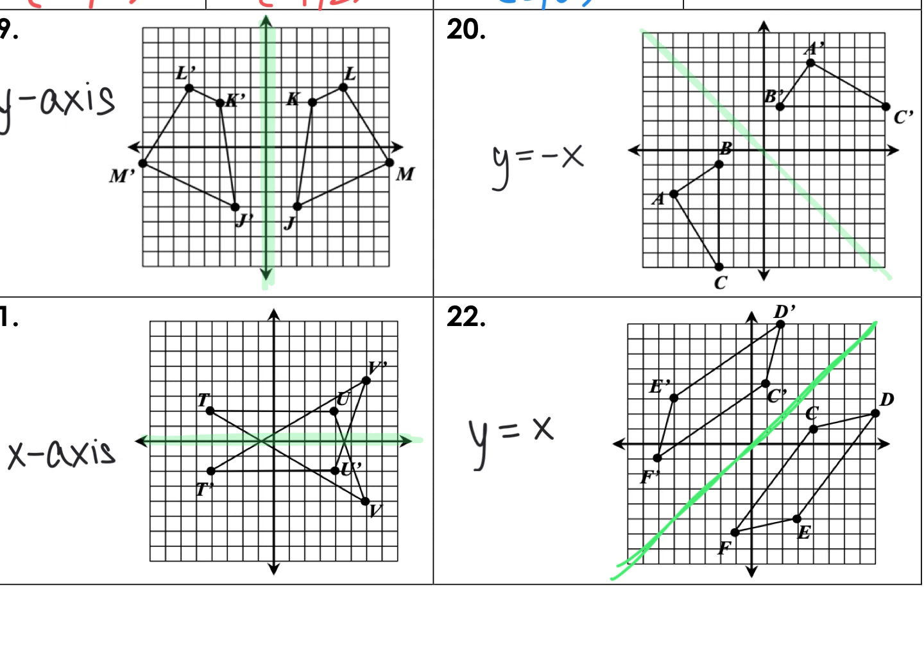Okay, so please notice the difference between y equals negative x and y equals positive x. Number 20 is over the line y equals negative x because it's going down from left to right. It's a negative line. Number 22 reflects over the line y equals positive x. It's going up from left to right.